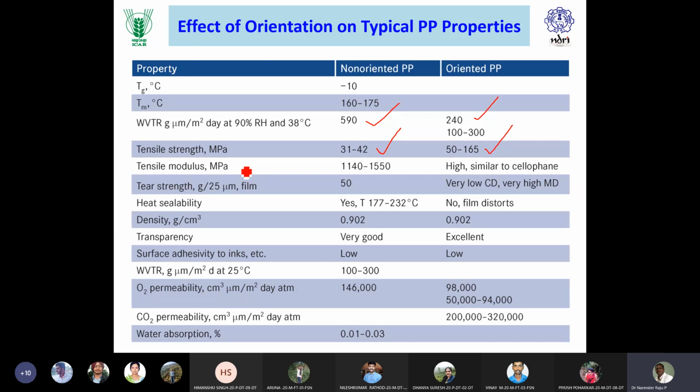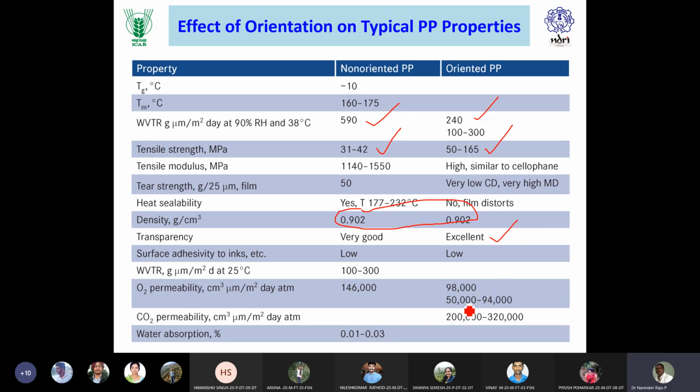Now, tear strength is very low in CD and very high in MD. Now you understand what is CD, cross direction, and MD, the machine direction. There is no change in the density of the material because of this orientation. So the density remains the same, 0.90. But the transparency is increased a lot. So optical properties are now much better.